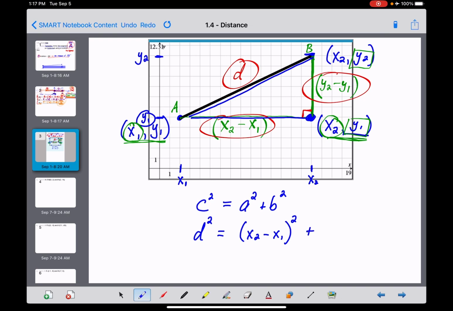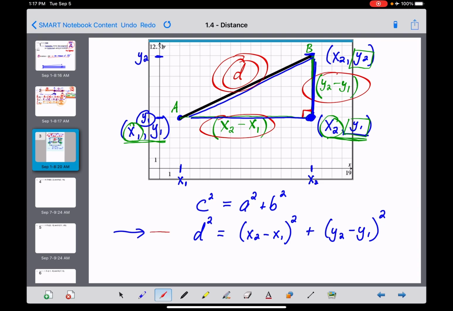Plus B, which is the length of your other leg right over here, which is going to be y2 minus y1. So what we've really set up here is the Pythagorean theorem. C squared equals A squared plus B squared, and it becomes this. And the only thing we have left to do here, guys, this is called the distance formula because we want to find out how long d is.